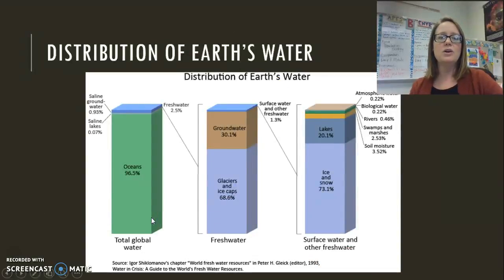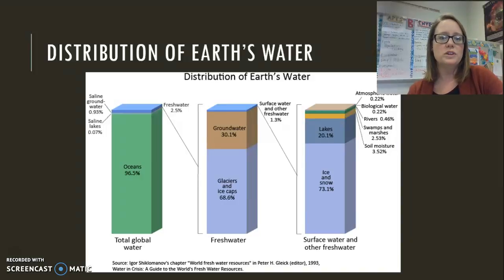If we look at how water is distributed on Earth, now this is freshwater and saltwater. So the first column here is the total global water. 96.5% is in the oceans. We also have saline water in the ground and in the lakes. That just means it has a higher percentage of dissolved minerals.